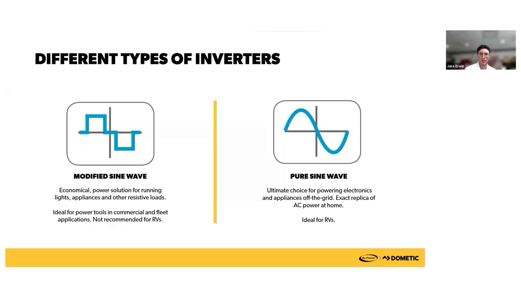It works great in RV applications because it gives the customer the best chance of powering modern electronics properly and reliably. So the simple takeaway from this slide: modified sine wave, cheap, don't recommend it for RVs. I would say almost never use it in the RV environment. Pure sine wave is the way to go for RVs.